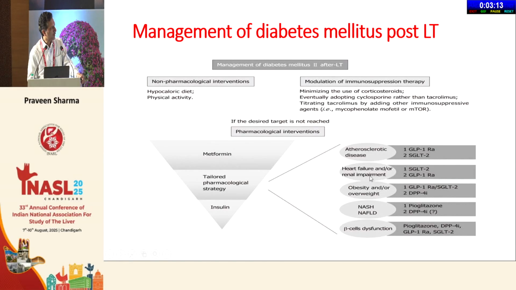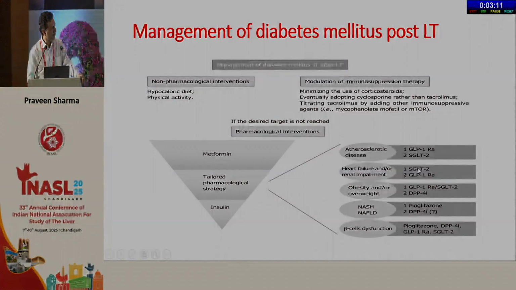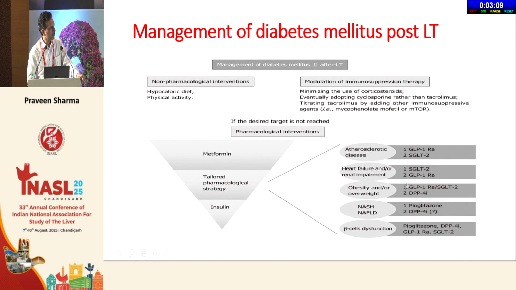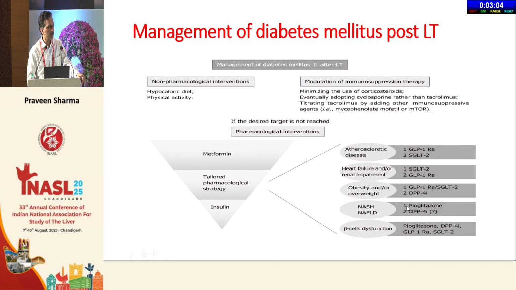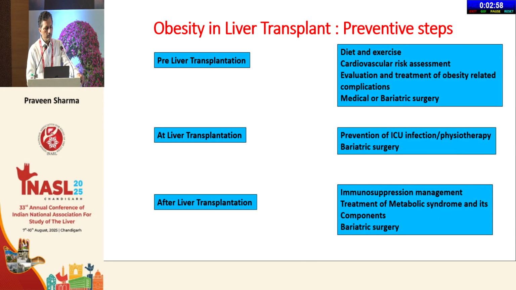If the person is having some sort of heart failure or renal transplant, it is the SGLT2 inhibitors which should be used. If the patient is obese, we can use a GLP-1 receptor agonist. If we have NASH related, then we can use pioglitazone. The third line of drug depends upon which metabolic complication this person is having.